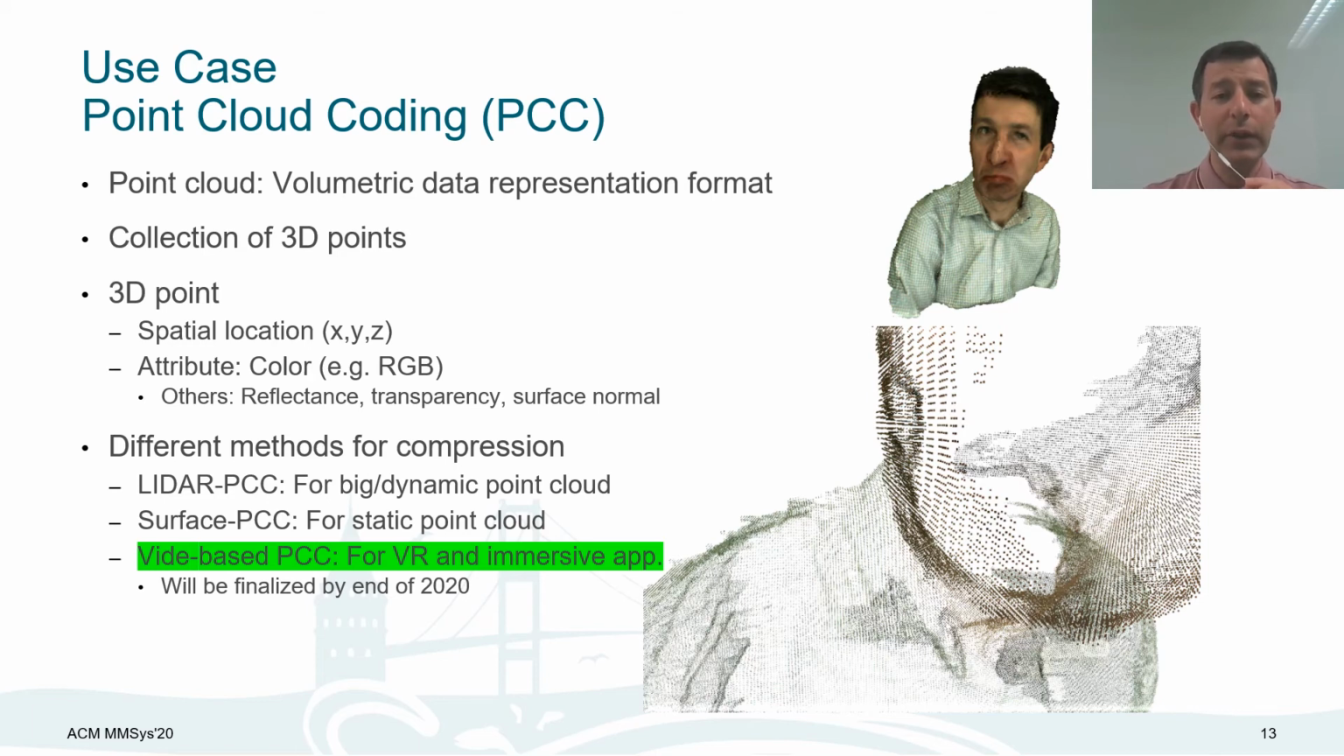Okay, so one of the use cases for this method is point cloud coding, or video-based point cloud coding. Here is a short introduction to point cloud coding. A point cloud is a collection of pixels in 3D space. So we have their locations and their values, represented in the 3D domain. There are different methods for point cloud compression. One of them is video-based point cloud compression, or VPCC, whose standard is going to be finalized soon. So this is our use case.